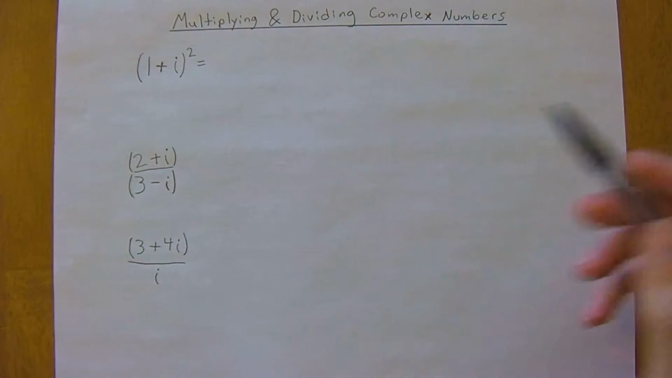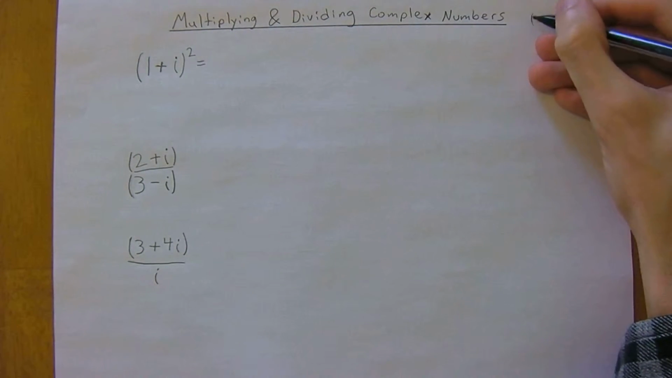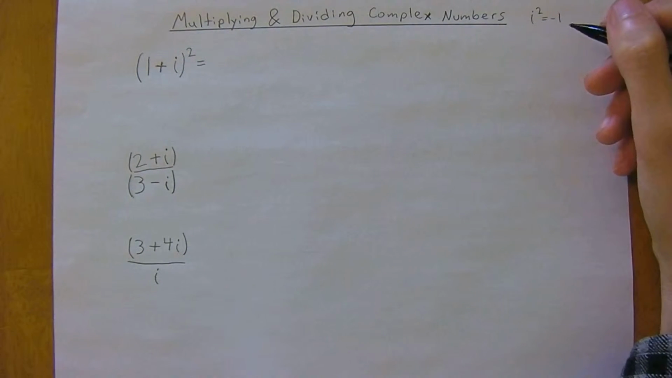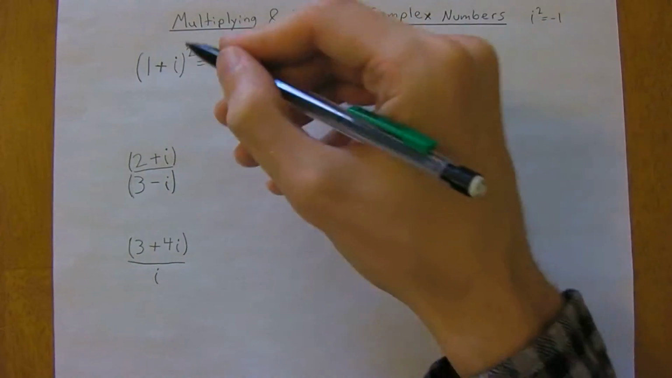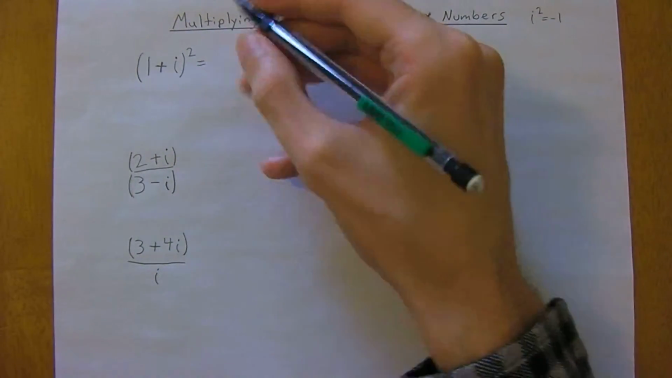So multiplying and dividing complex numbers is a little more intricate, but it's really not too bad. You just need to remember that i squared is equal to negative 1; that's kind of the trick to it. So in our first case, we're going to multiply this. So we need to FOIL it out.